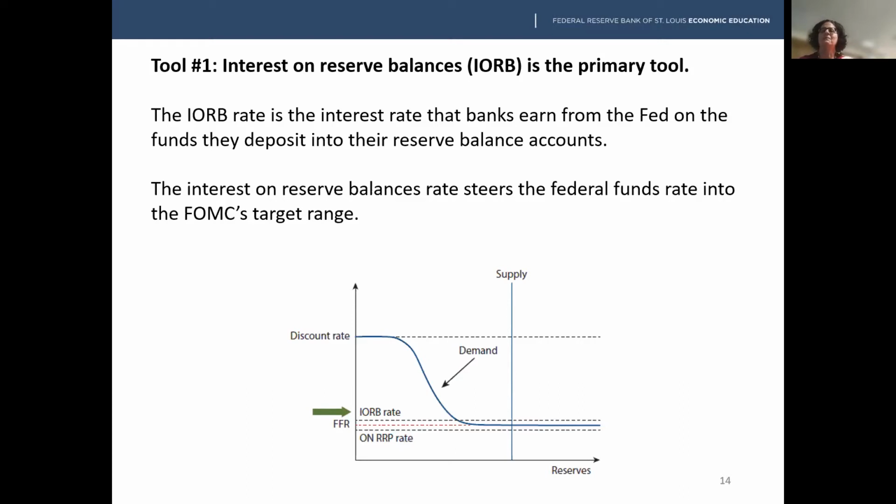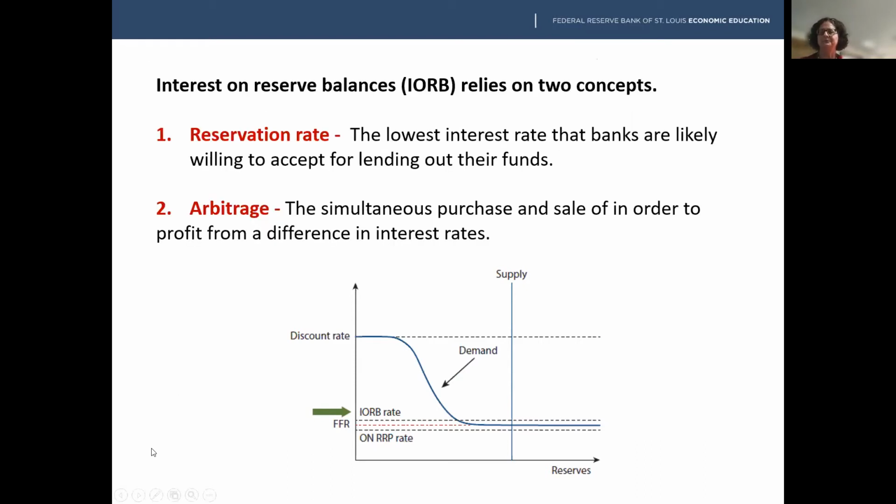This is the key rate that's going to help steer the Fed funds rate into the target range set by the FOMC. Now, how does it do that? There are two key concepts shown on the next slide. You want to think about interest on reserve balances working through the reservation rate.